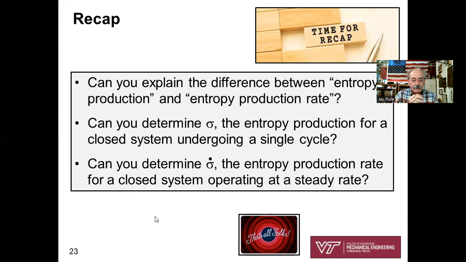So just to recap the examples, can you explain the difference between entropy production and entropy production rate? One had to do with a closed system undergoing one single cycle. Entropy production rate would be for equipment that's operating steadily. Okay, and so can you determine sigma for the closed system undergoing one cycle? Similarly, can you determine sigma dot, the rate of entropy production for a system operating at a steady rate?